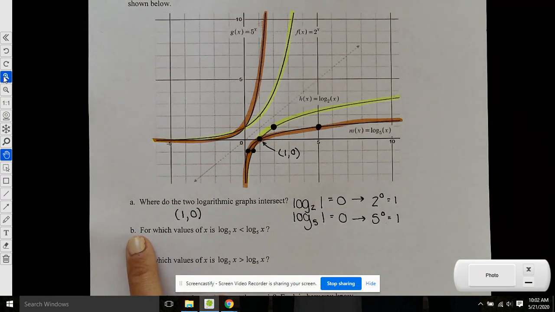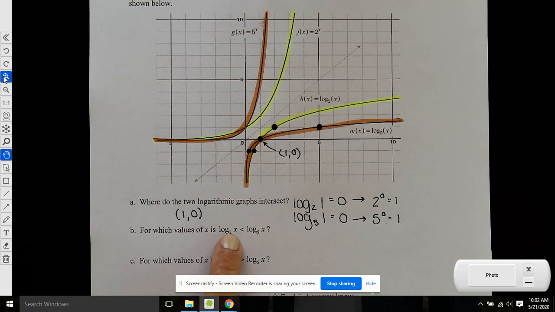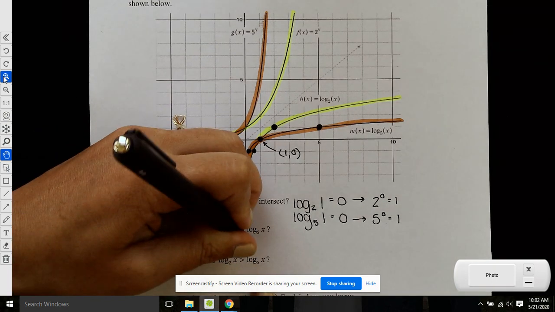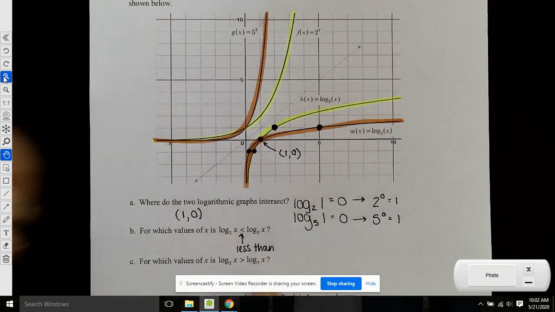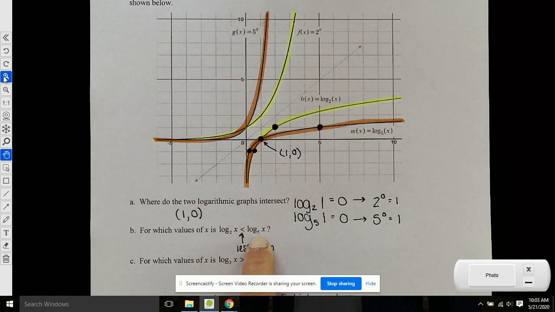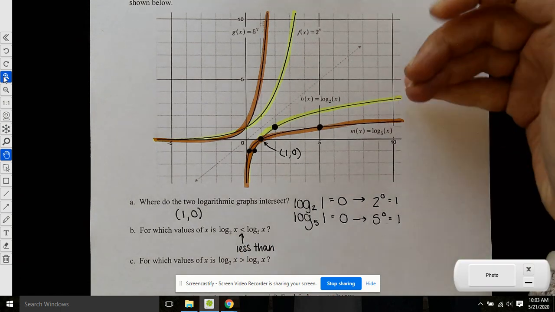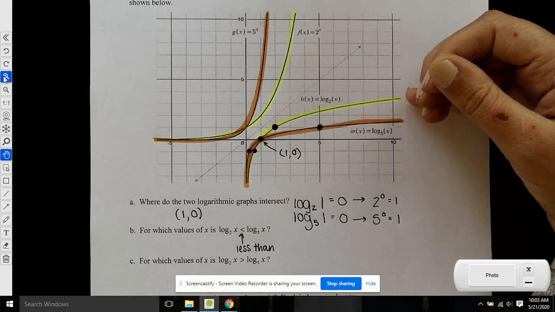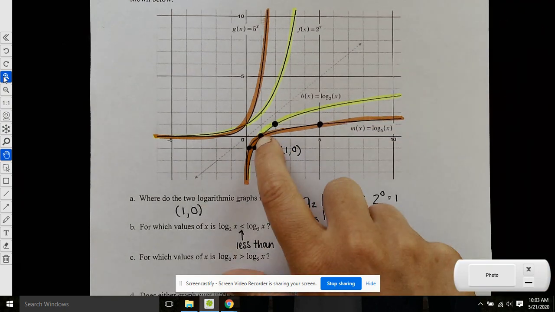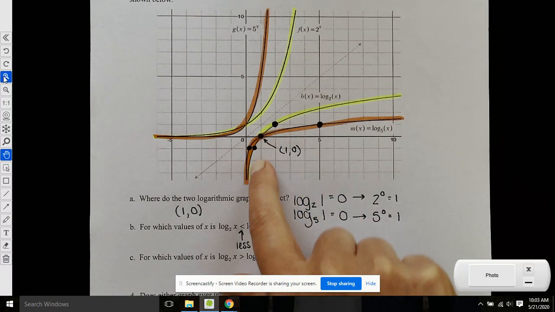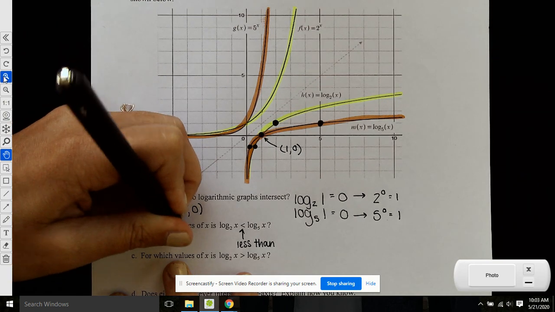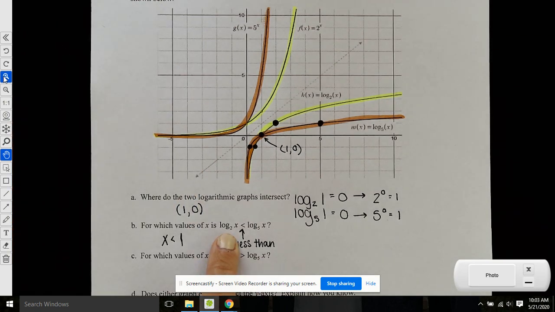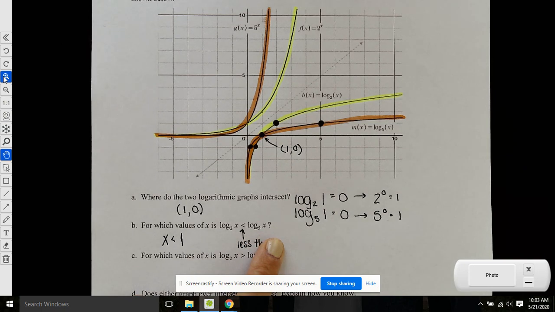Now it says, for which values of x is log base 2 of x less than log base 5 of x? So we're looking at where the yellow function is below the orange function. Here we can see it's above, so log base 2 of x is greater than. Over here, it crosses at that point, and for the values of x less than 1 is where you have log base 2 of x less than log base 5 of x.